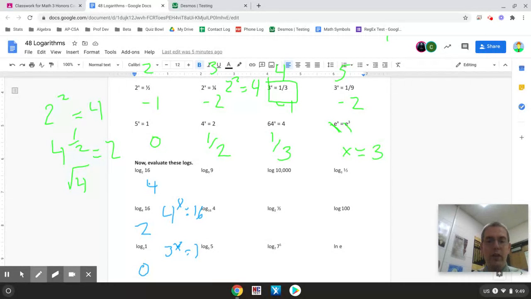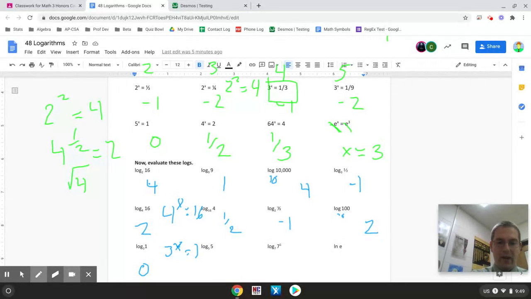Go ahead and pause your video, try some of the rest of these, and then we'll go through them quickly. Okay, as we look at the rest of these, that's going to be a 1, because 9 to the 1 is 9. This has an understood base of 10, remember, so 10 to the 4th power is 10,000. 3 to the -1 is 1/3. 16 to the 1/2, aka square root of 16, is 4. 2 to the -1 is 1/2. This is an understood 10 again, so 10 squared is 100.